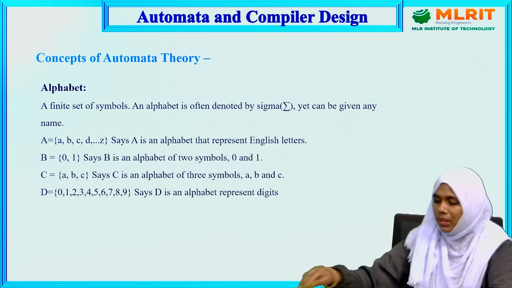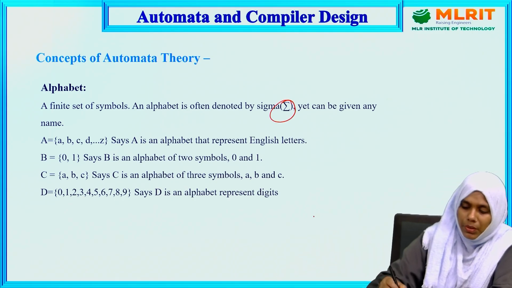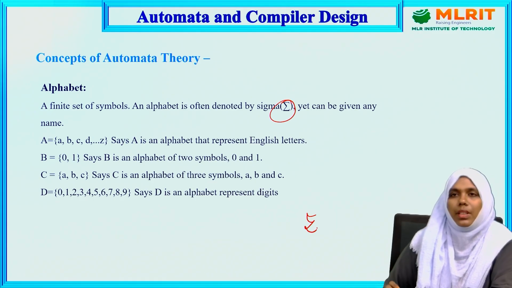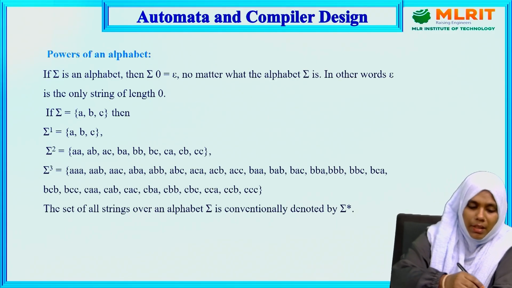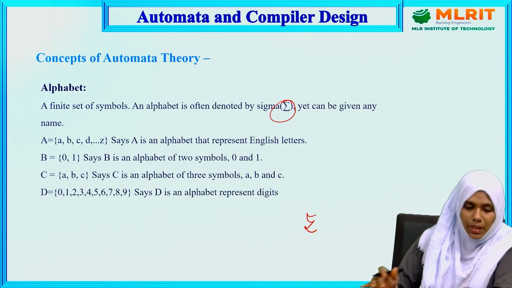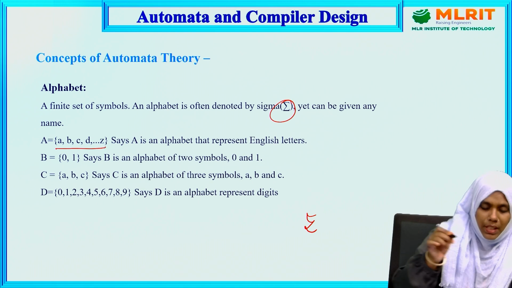If you can see here, this is the symbol for that. So the alphabet is generally denoted with a sigma. Okay, so how can the alphabet be specified? For example, in the alphabet A, B, C, and so on up to Z.